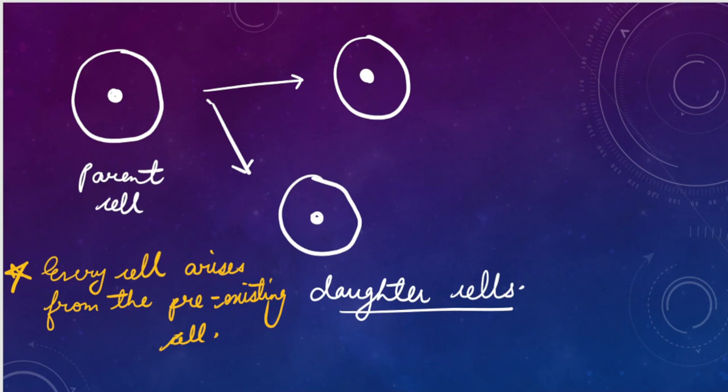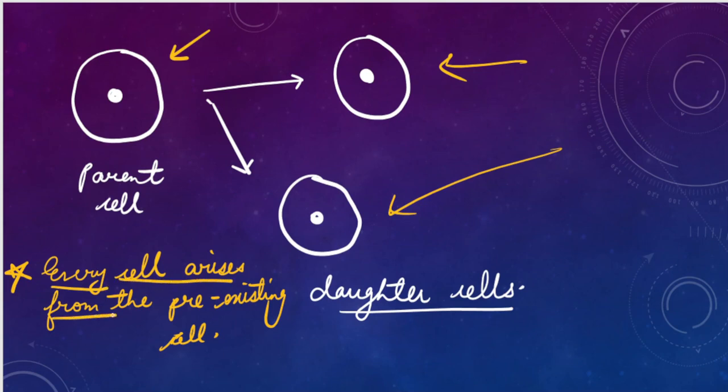Yes, we can. Here is the first cell, which is a pre-existing cell. It was already present before the formation of daughter cells. And from this pre-existing cell, we got two daughter cells. So the statement which I have written, every cell arises from the pre-existing cell, is from cell theory.